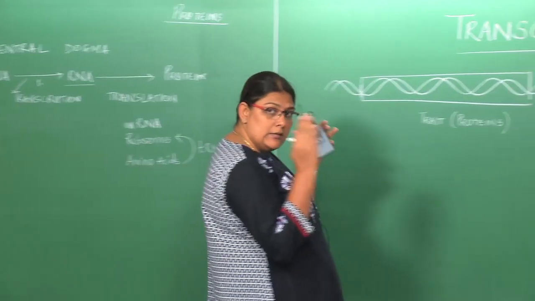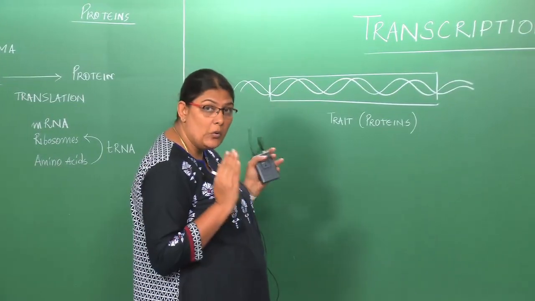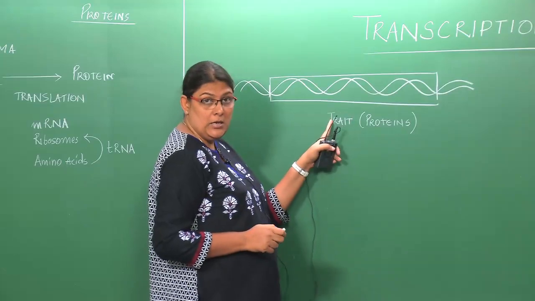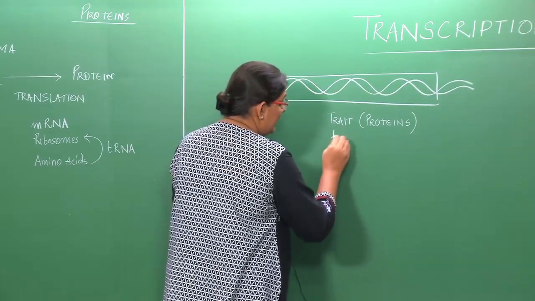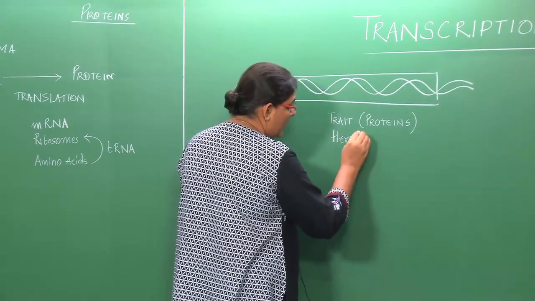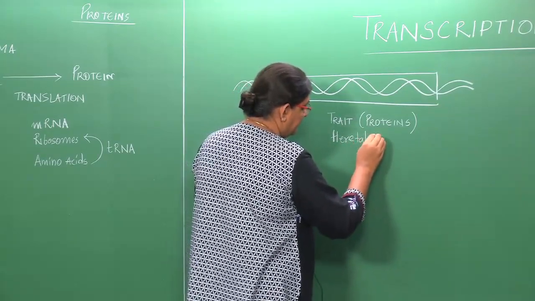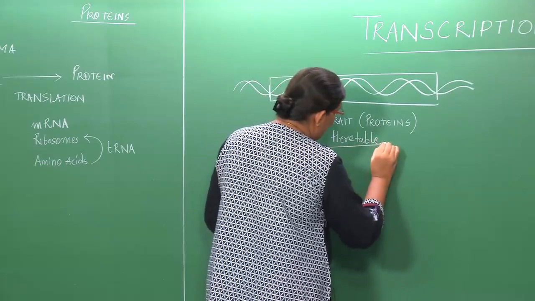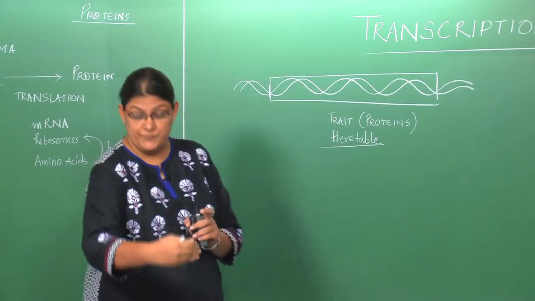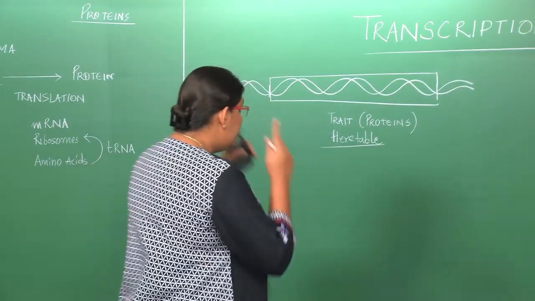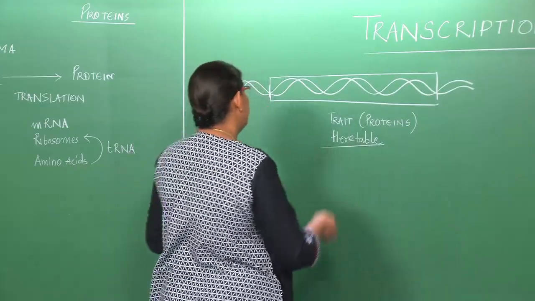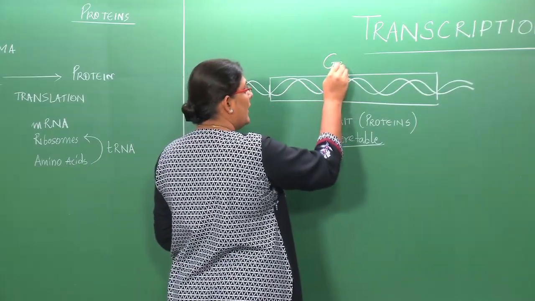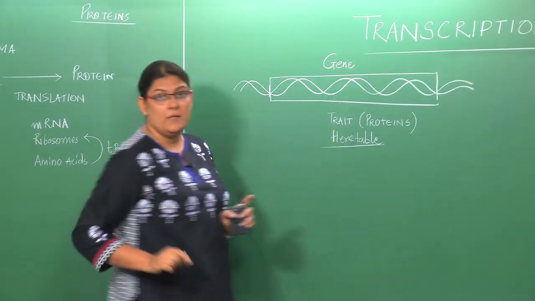You can also have traits which are coding for the tRNA itself. So, these sections of DNA which are coding for specific traits, and the traits have to be heritable, right, they have to be passed on from one generation to other. This basic unit which carries that information is what you call a gene, okay.